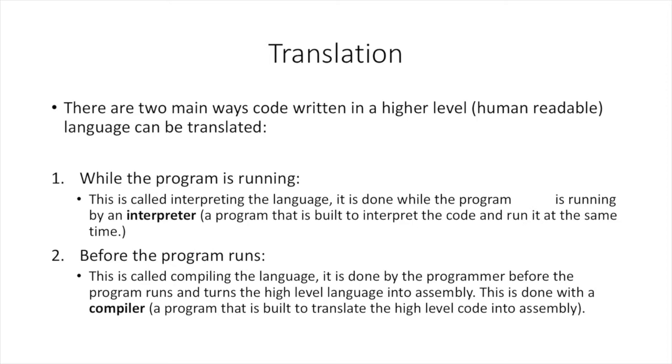In general, it is slower than doing the next thing, which is to translate the entire code before the program runs and then running it. This is called compiling, and it's done by the programmer. You use a program called a compiler, which is just a program that translates your high-level code directly into assembly.